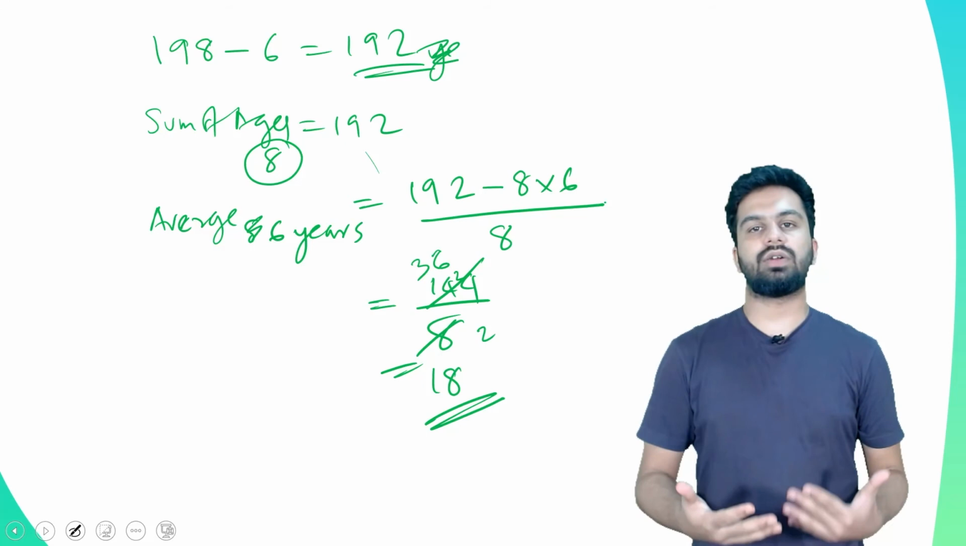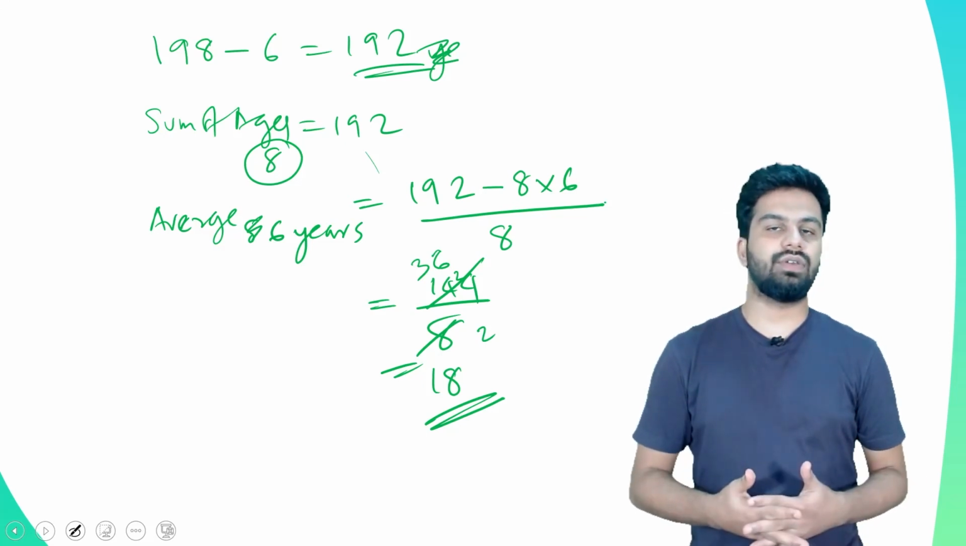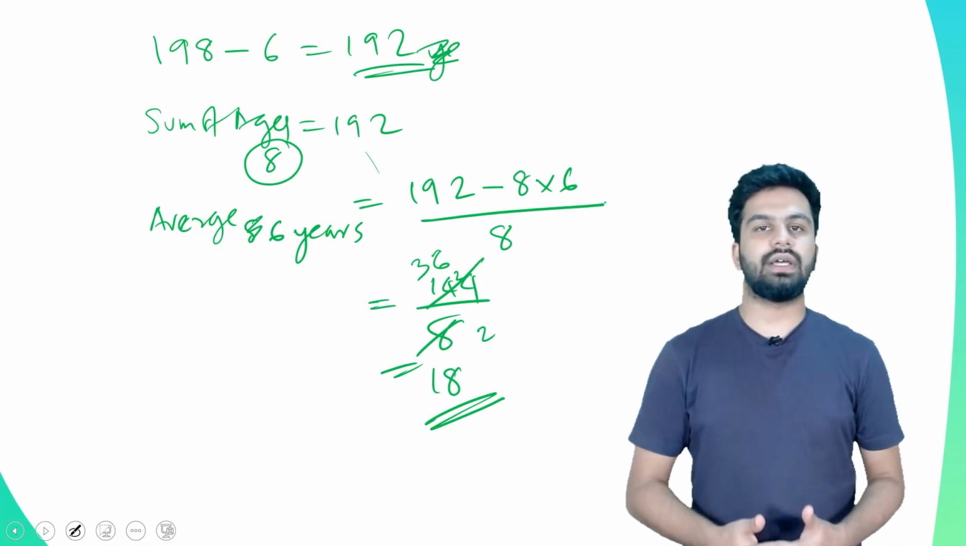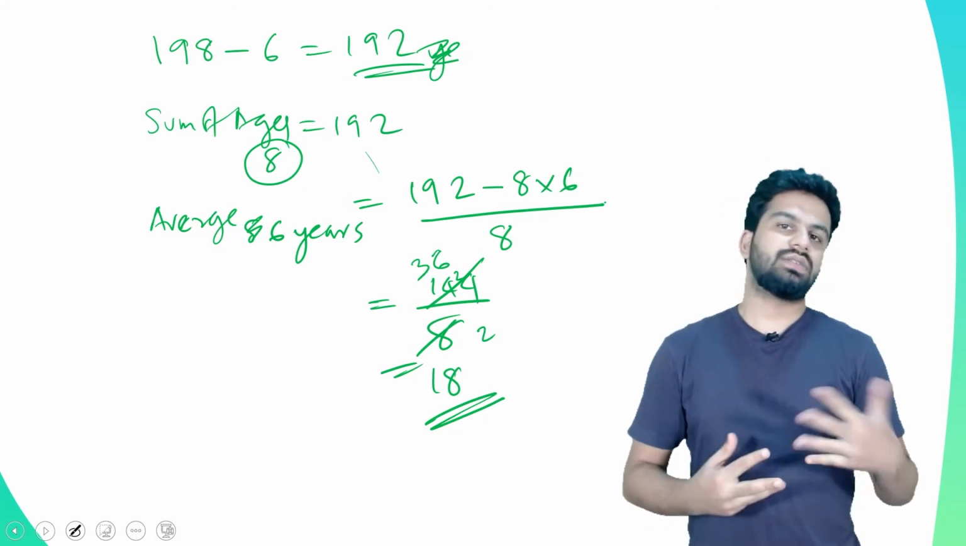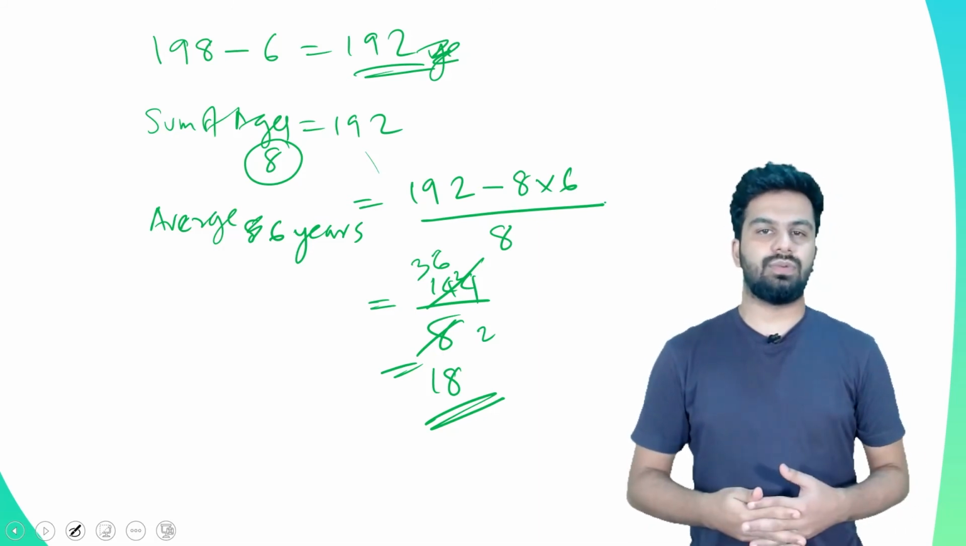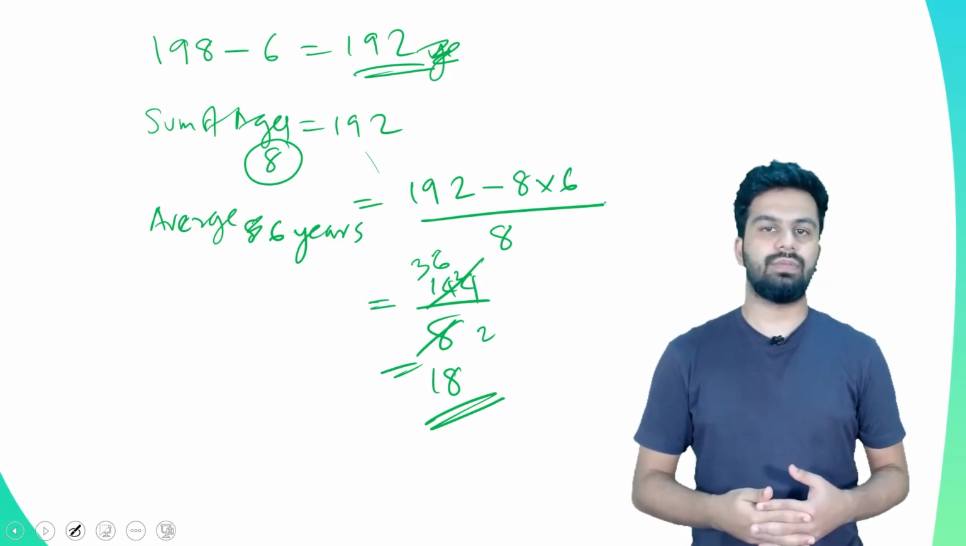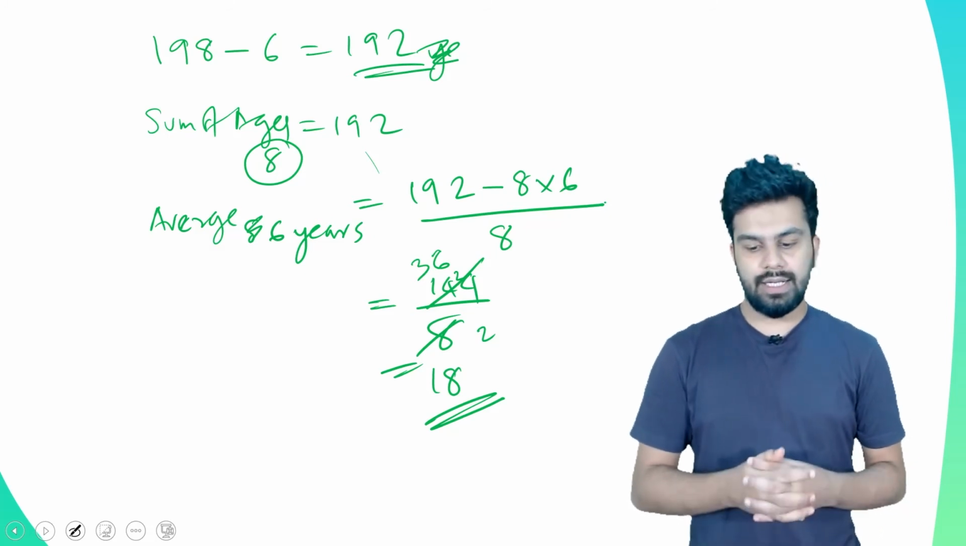The whole divided by the total number of people, that is 8, will be giving you the average of the remaining 8 people in the group 6 years back. That is when Lavgir was born. Clear alle concept? So this is how we will be solving these kinds of age related problems.